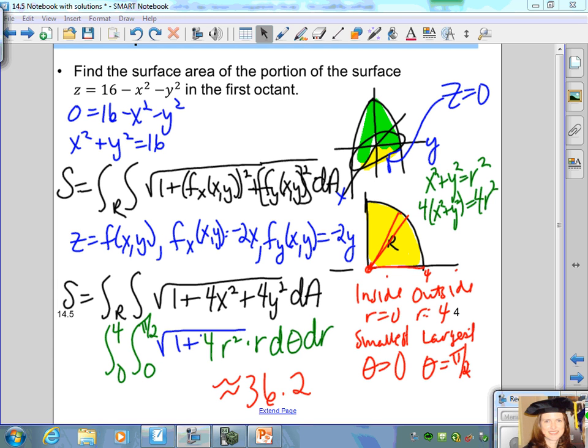So what we have found is the surface area of the portion of the surface z equals 16 minus x squared minus y squared that lies in the first octant. So that portion of the first octant lies above this region in the first quadrant, and we found that by setting z equal to 0. That's where the surface intersects with the xy plane, so that's going to be our base region R.